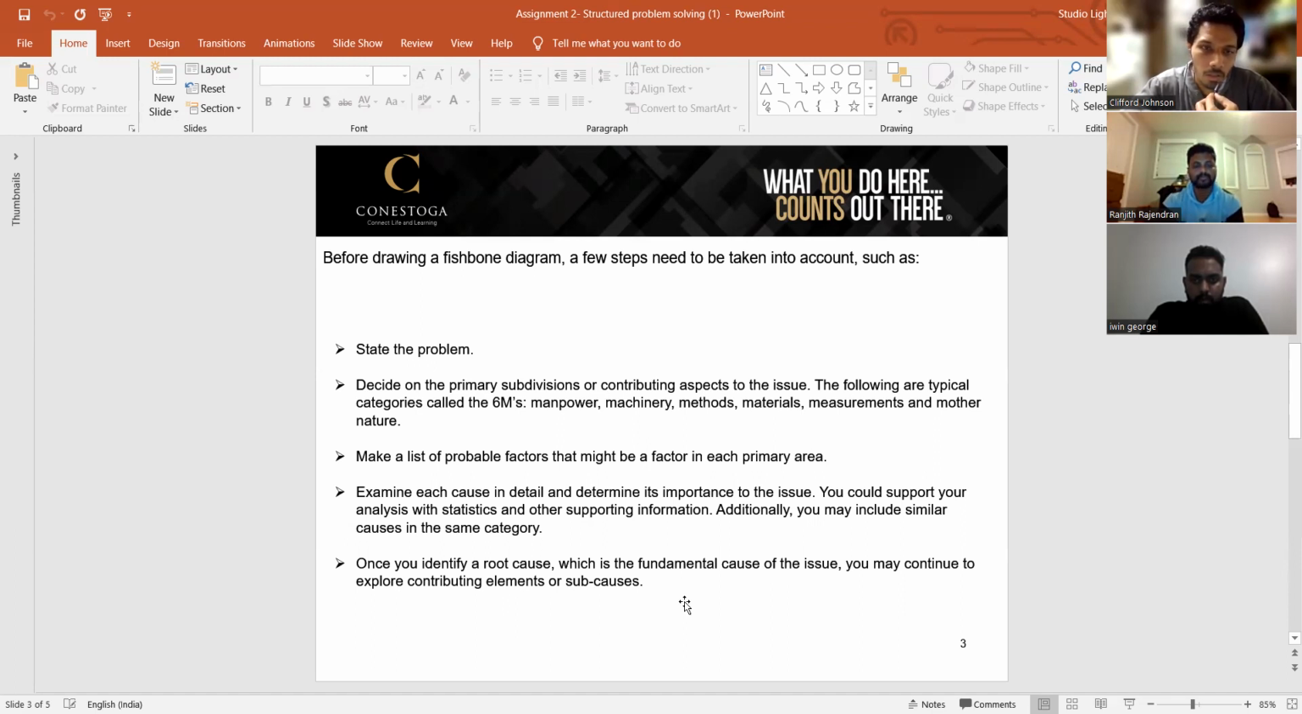While further subcategorizing these 6Ms, which form the ribs of the fishbone diagram, we can subcategorize the above 6Ms into further individual root causes of each category. Then we examine each cause in detail and determine its importance to the issue. So you could support your analysis with statistics and other supporting information. Additionally, you may also include similar causes in the same category.